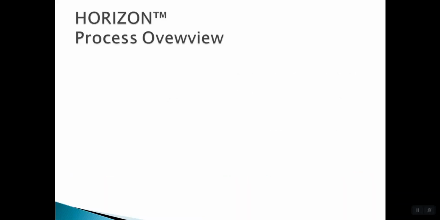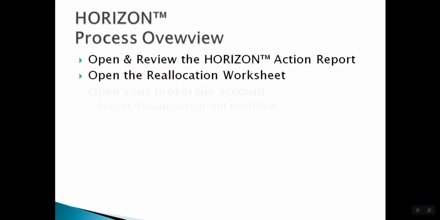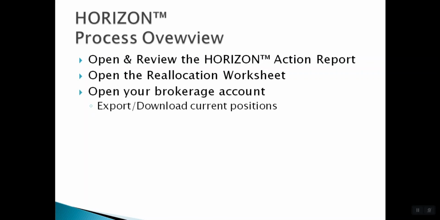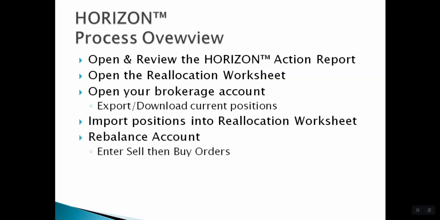In this video we're going to go over the 5 steps involved in reallocating your Merrill account using the Horizon Action Report. The first step is to open and review the action report and to open the Horizon Reallocation Worksheet. You then will open your brokerage account where you will export your current position information and import it into the reallocation worksheet. Once that's done, you will return to your brokerage account where you will rebalance using the sell and buy transactions generated automatically for you by the reallocation worksheet.